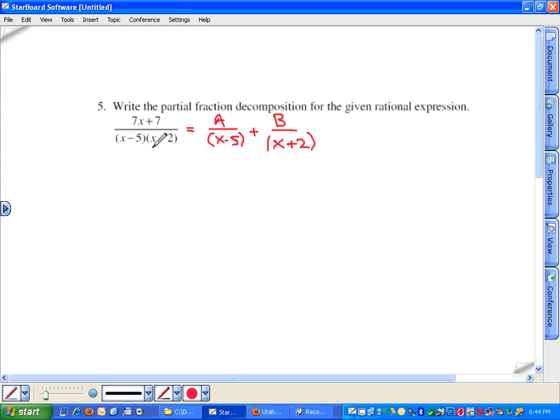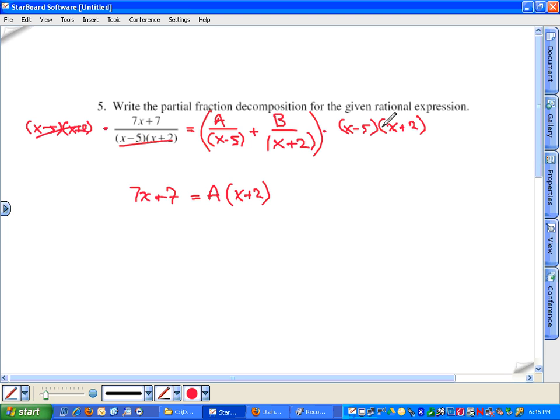What we need to do now is multiply both sides by the lowest common denominator, which is x minus 5 times x plus 2. So if I multiply here by x minus 5 and x plus 2, the denominator just cancels and we're left with 7x plus 7. Now if we multiply this side by x minus 5 and x plus 2, and I multiply it to this term, the a over x minus 5, the x minus 5's would cancel, so we're left with a times x plus 2.